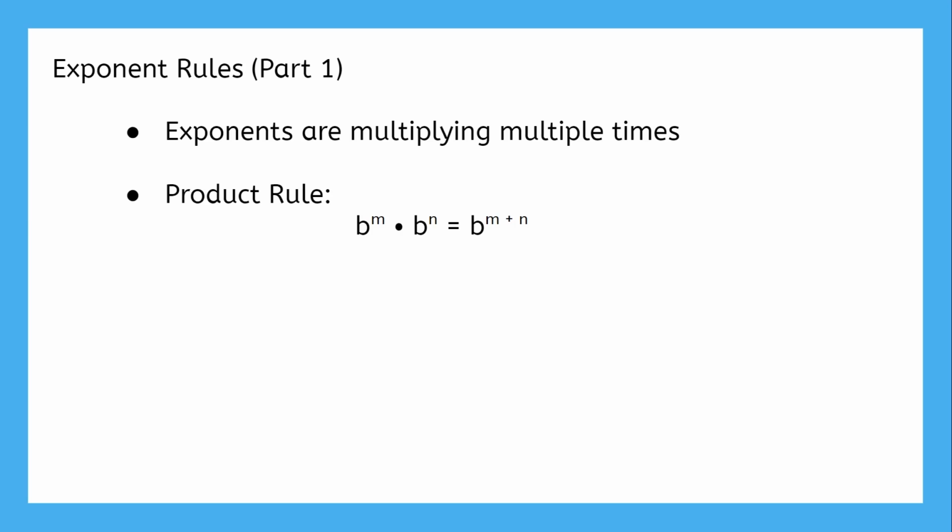The next rule is pretty easy to remember if you know the product rule, because it's the exact opposite. The quotient rule says that if you divide 2 powers with the same base, the exponents get subtracted.